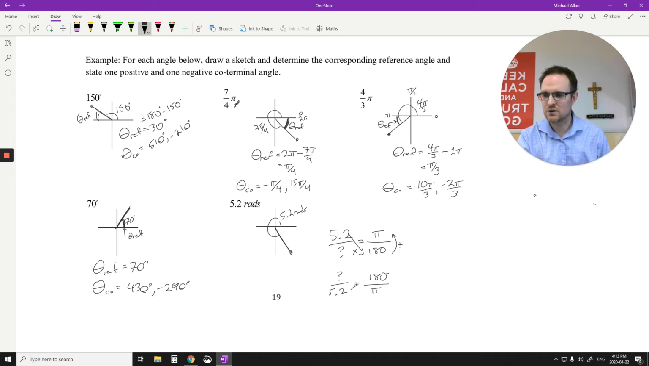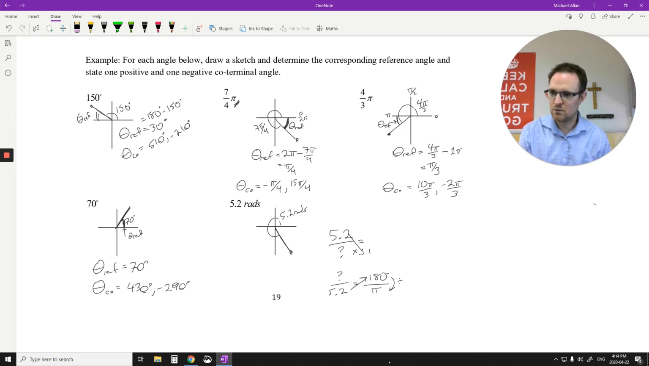So it looks like that. So you cross multiply, divide. Okay? Now you actually are going to divide by pi in this one. The previous ones you didn't have to divide by pi. You kind of just ignored it and then put it back in there. But you divide by pi because the 5.2 doesn't have a pi in it.